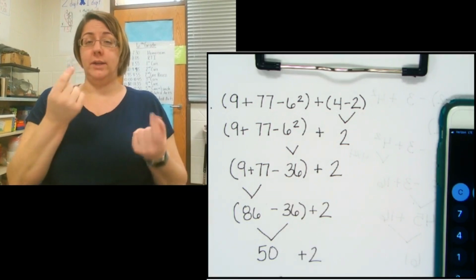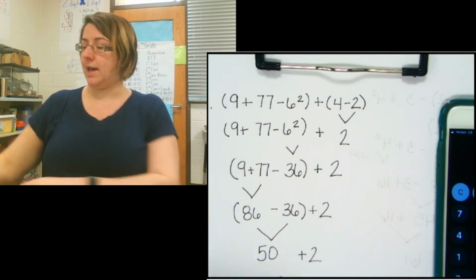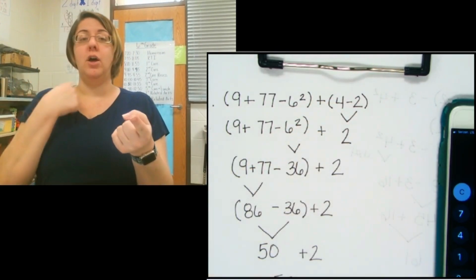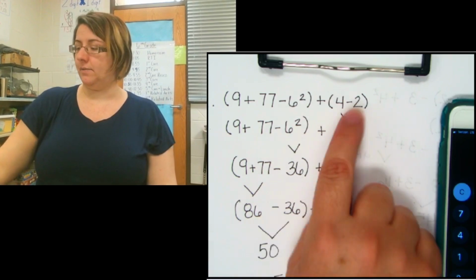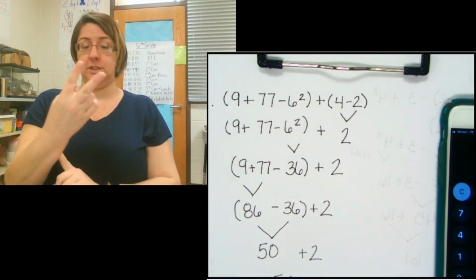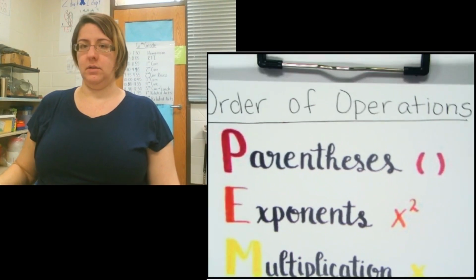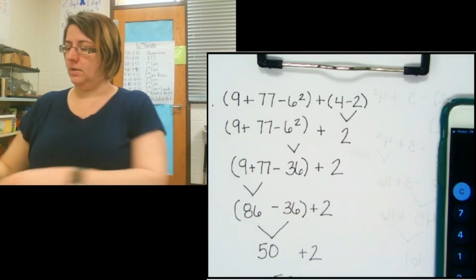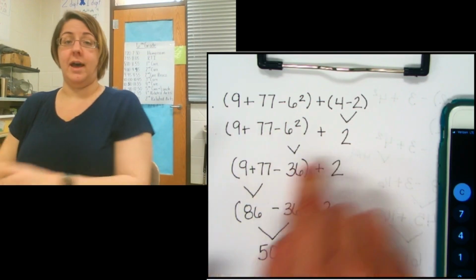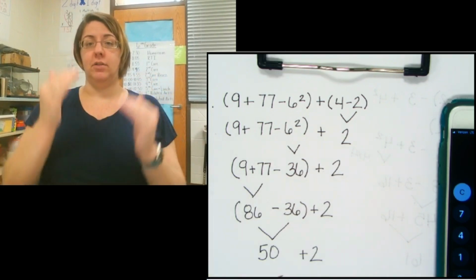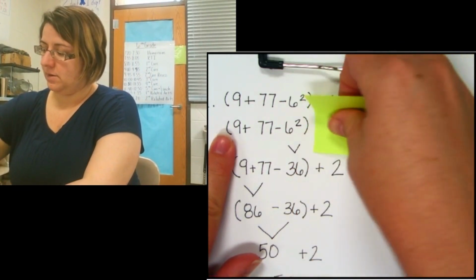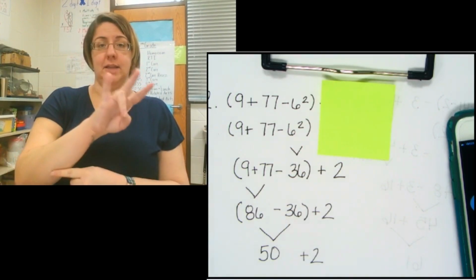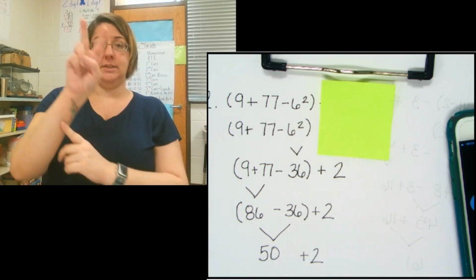So what did we do? Let's sum it up. We had our parentheses, and then parentheses. We started with the easiest. 4 minus 2, because why? Parentheses is first. That gave us a 2. So then we had that parentheses, 9 plus 77 minus 6 to the second.